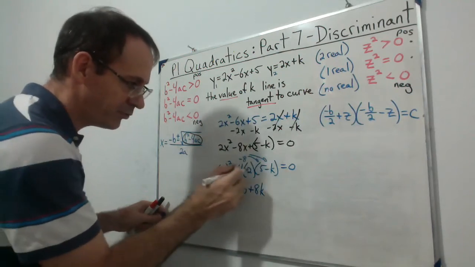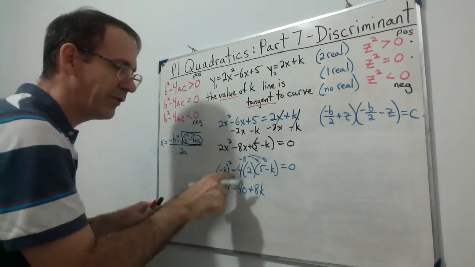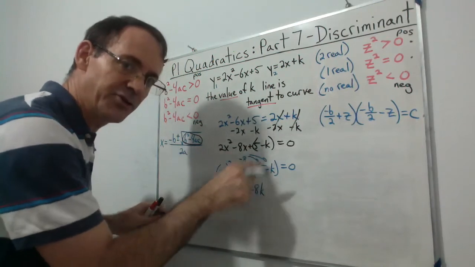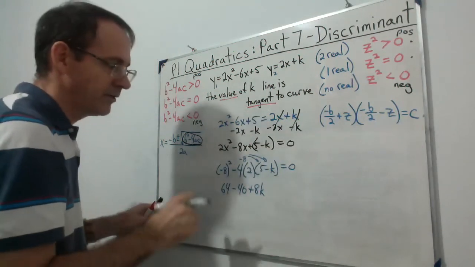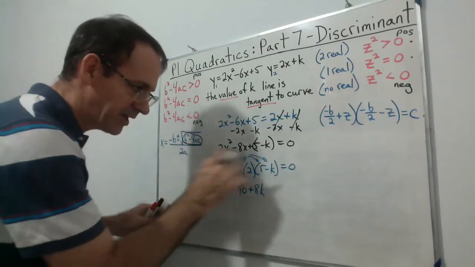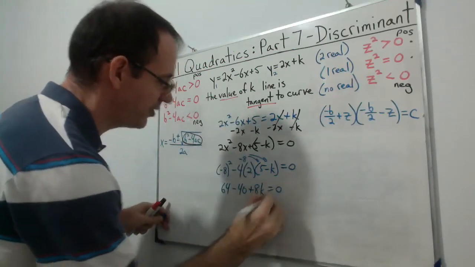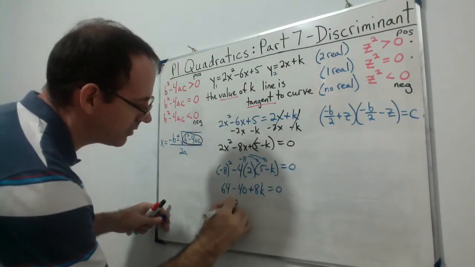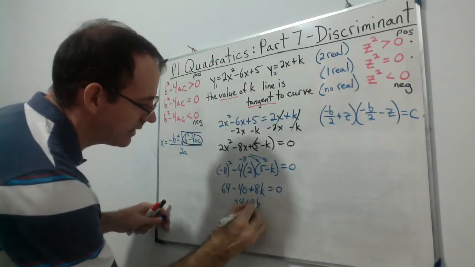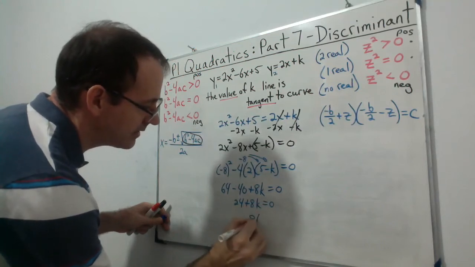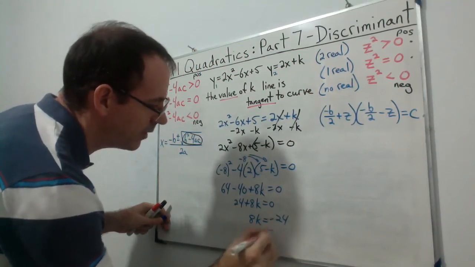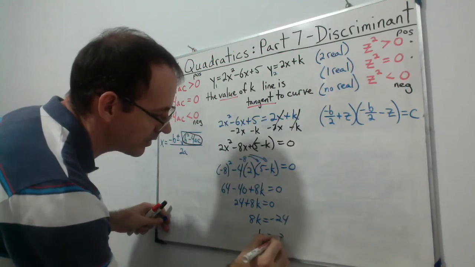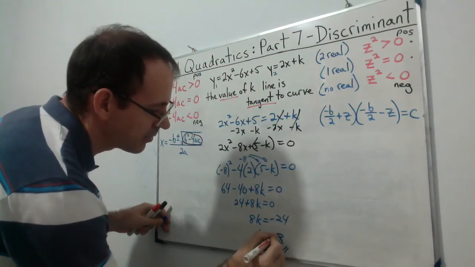A lot of people will do 2 times 4 is 8, or they only distribute the negative to the front term but not to the back term. So be careful with your signs. Equals 0. So we end up with 64 minus 40 is 24 plus 8k equals 0. 8k equals a negative 24, and k equals a negative 3.